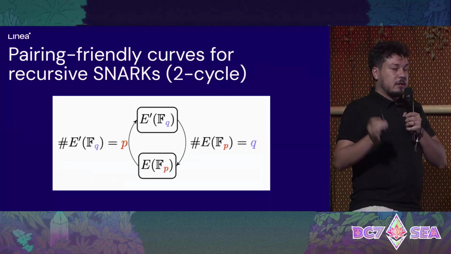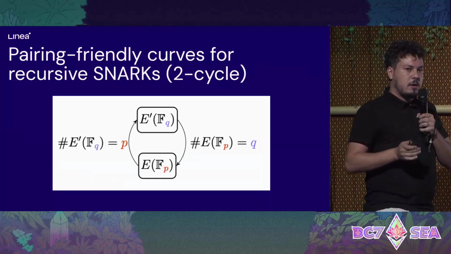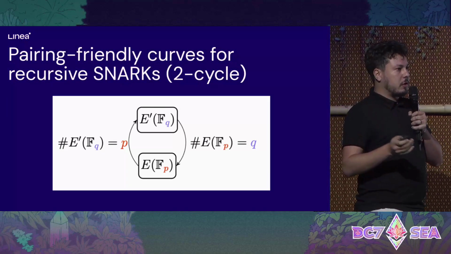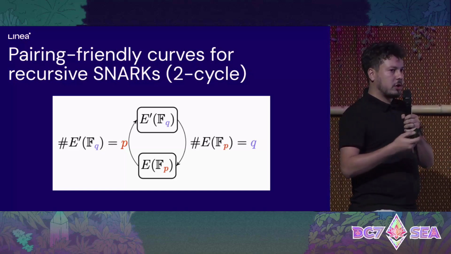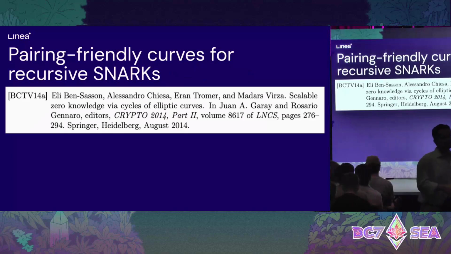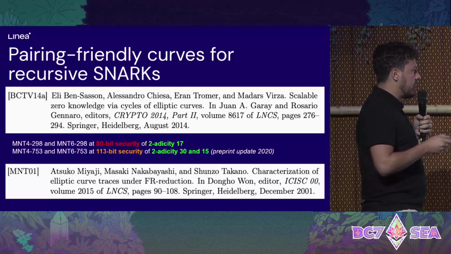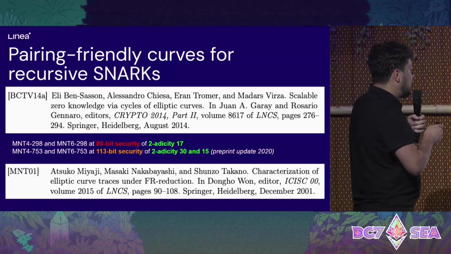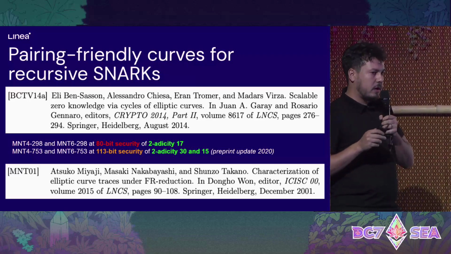Now, if you want recursion, you need two curves. This is what we call a 2-cycle. So you need two curves because to express things efficiently in recursion, you need the curves to share some parameters. And it was this famous paper, Scalable Zero-Knowledge via Cycles of Elliptic Curves, by Ben-Sasson et al., that proposed the first practical setting for recursion, and they devised the MNT4-298 and MNT6-298.